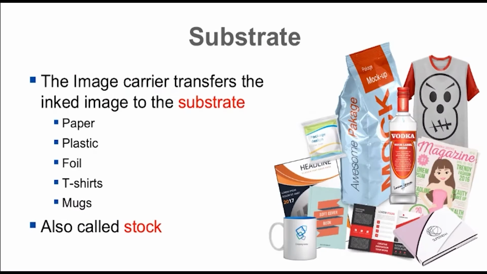So what is a substrate then? A substrate is any base material with a surface to which the ink or toner will adhere. Substrate is also called stock. A substrate is really any surface that can be printed or coated, such as paper, plastics, foil, wood, metal, cloth, and many others. The substrate is basically whatever it is we're going to be printing on.